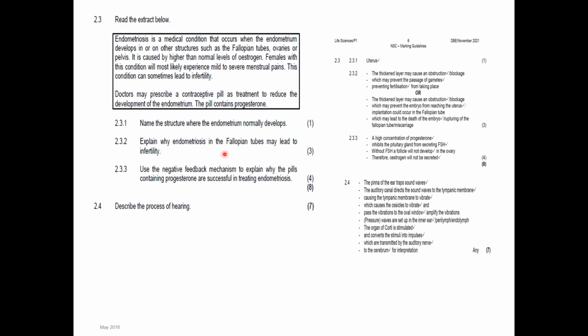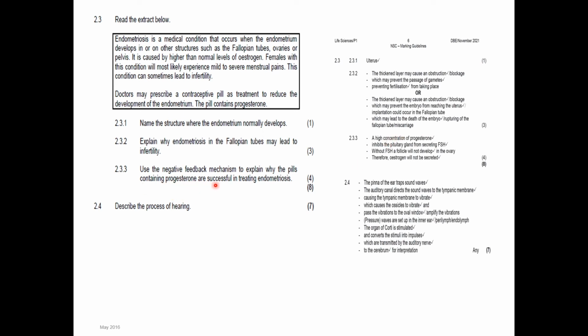Explain why endometriosis in the fallopian tube may lead to infertility. So sometimes what happens is the fallopian tubes get blocked by the endometrium. It grows over the fallopian tube. So then the thickened layer of the endometrium blocks the fallopian tube, which will prevent the sperm from fusing with the ovum, which prevents fertilization. The other answer you can say is the thickened layer causes a blockage, prevents the embryo from reaching the uterus, so there's no implantation, which will lead to the death of the embryo or miscarriage.